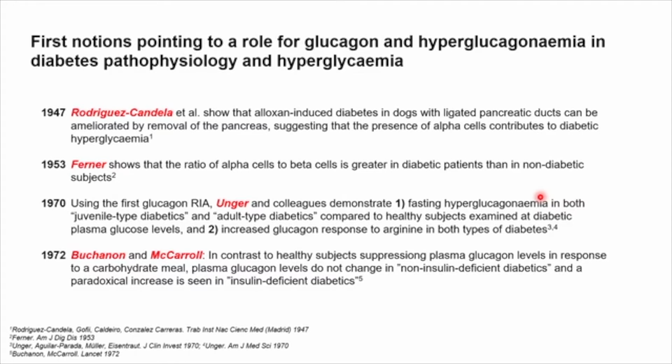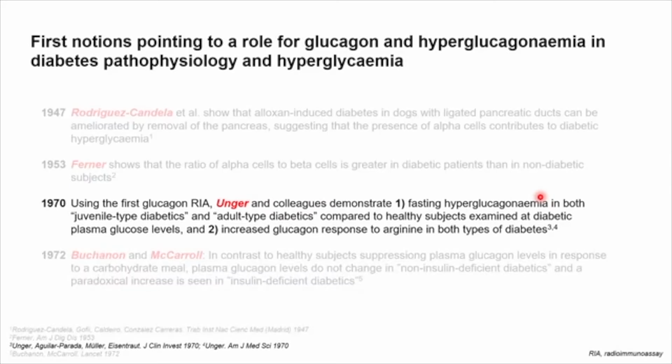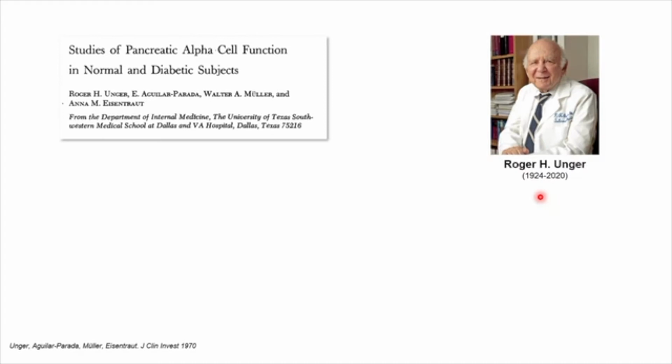Let's just return to Roger Unger for a minute, because it's impossible to read glucagon literature about type 2 diabetes and also type 1 diabetes without stumbling across Roger Unger's many works.